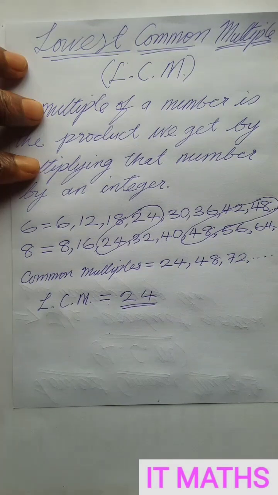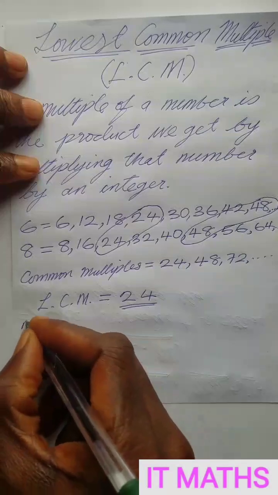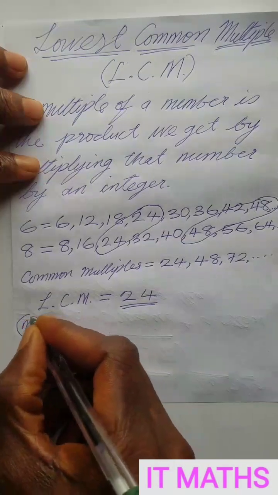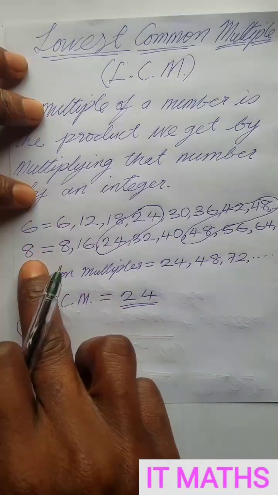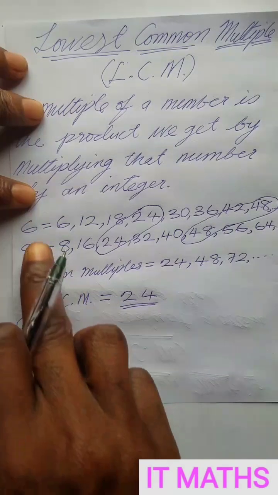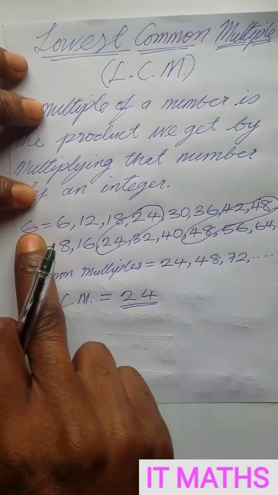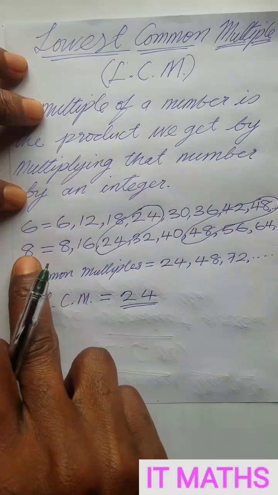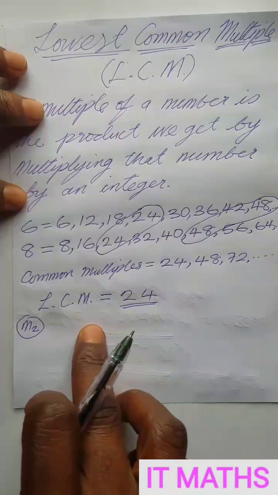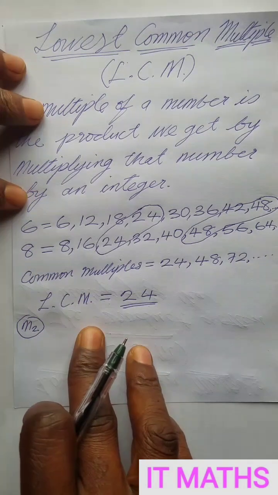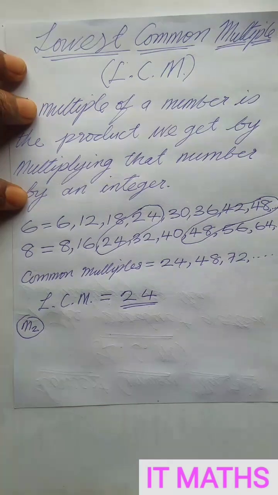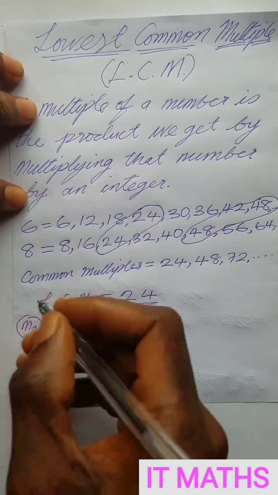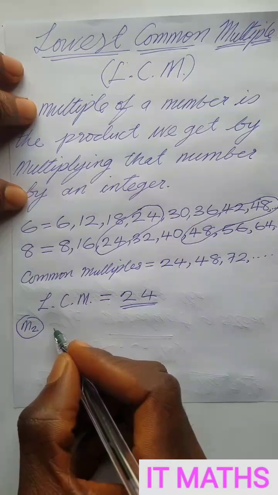So let's go to method 2. In method 2, we'll be using the product of the prime numbers. So I'm going to need the product of the prime numbers of 6 and the product of the prime numbers of 8. Please, if you don't know how to get that, watch our video on factors and prime factors, and then you'll be able to do that. But for the purpose of this video, let's quickly have a recap.